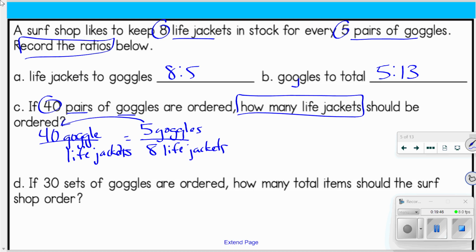How do I go from 5 to 40? Times 8. Now I go 8 times 8, and I would get 64. So I heard someone say divide.